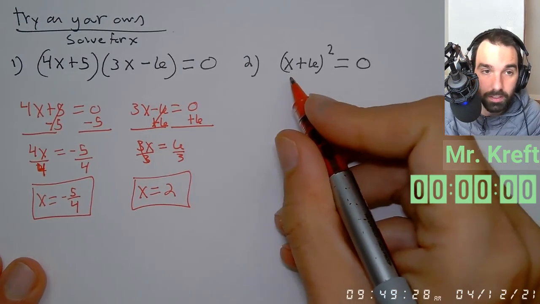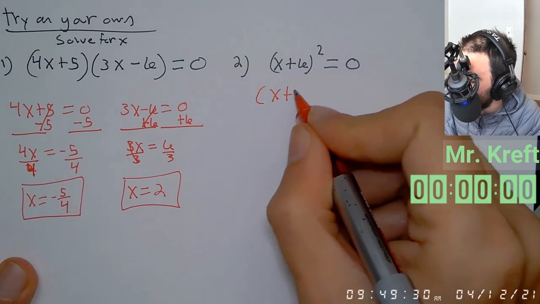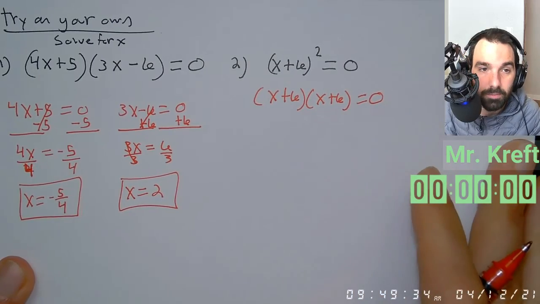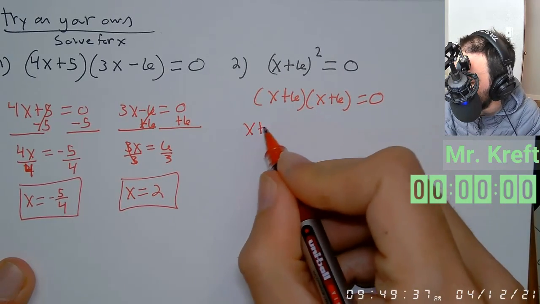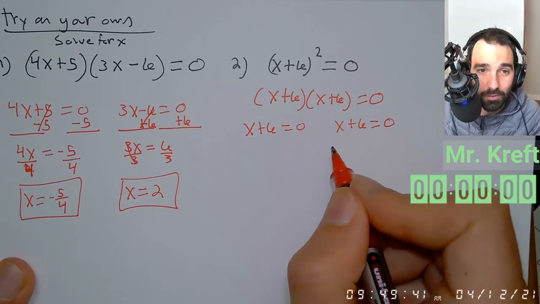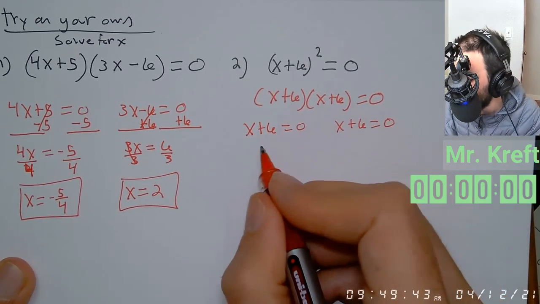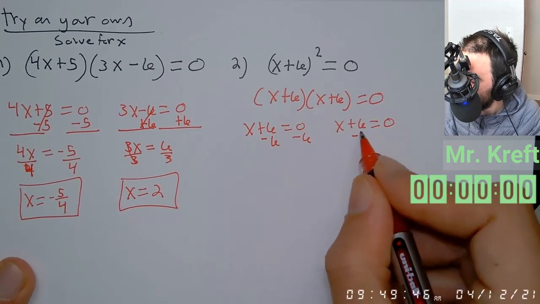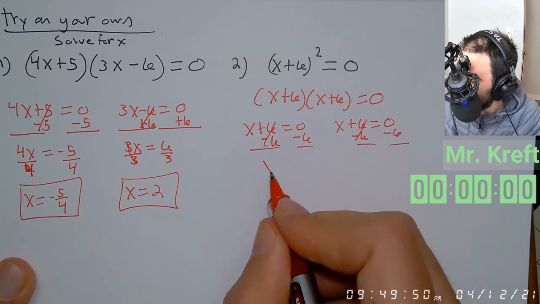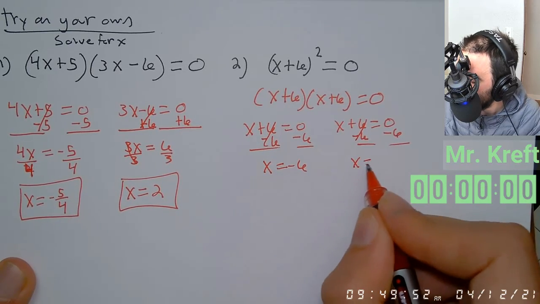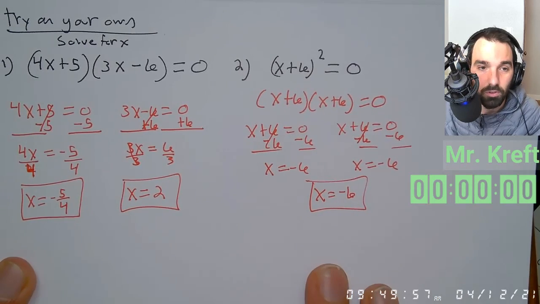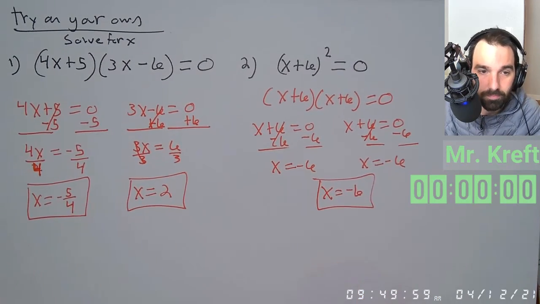And then here, we have to remember that this is x plus 6 times x plus 6, right? So I'm going to have x plus 6 equals 0 and x plus 6 equals 0. Do you see how they're the same? So this is going to be a repeat answer. If I subtract 6 from both sides, I get x equals negative 6 and x equals negative 6. I just need to write that once. You don't need to write them twice. So that is a repeat answer.